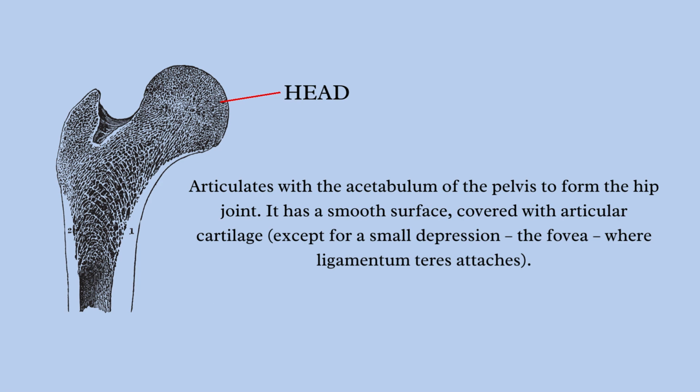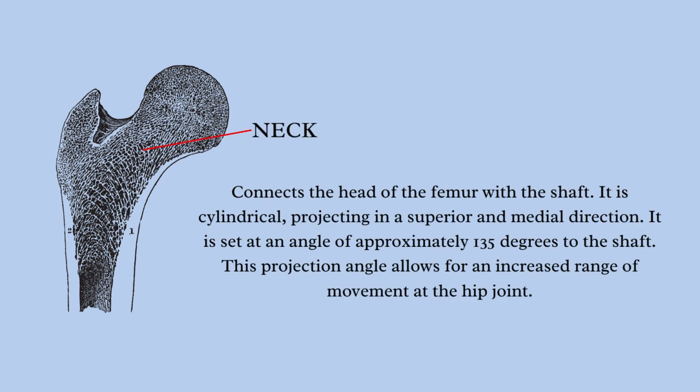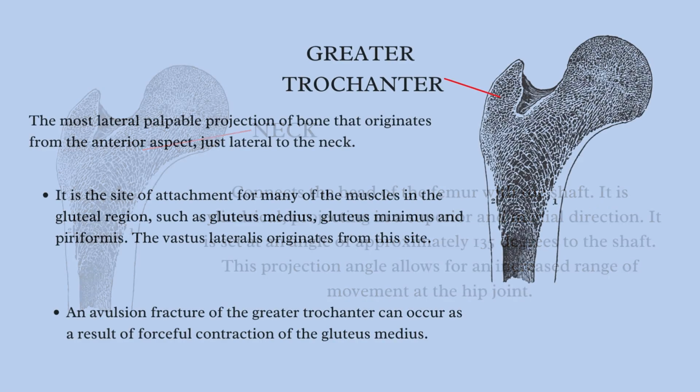It has a smooth surface covered with articular cartilage except for the small depression, the fovea, where the ligamentum teres attaches. The neck of the femur connects the head of the femur with the shaft. It is cylindrical, projecting in a superior and medial direction. It is set at an angle of approximately 135 degrees to the shaft. This projection angle allows for an increased range of movement at the hip joint.